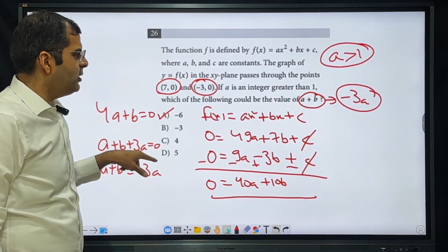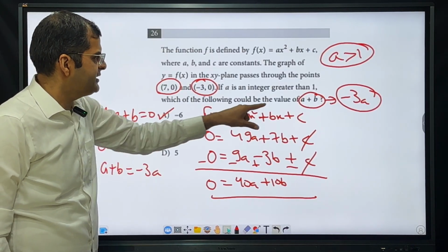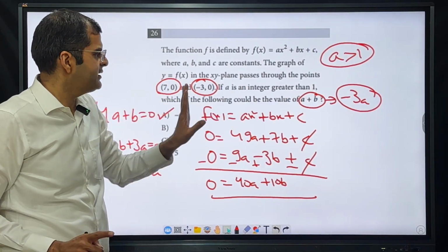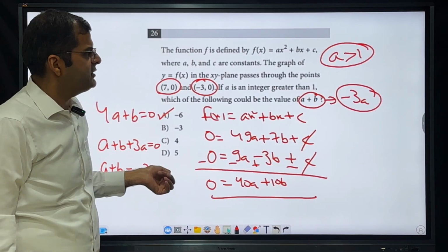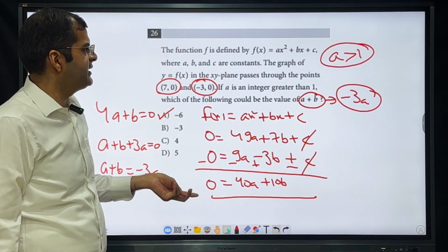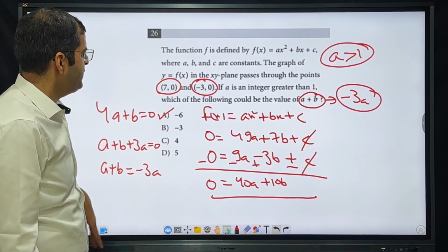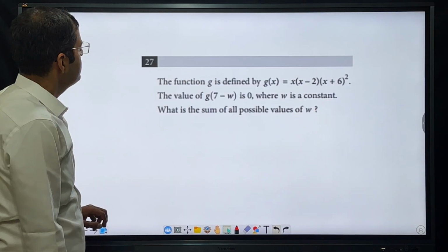If you look at other options, it will not work, because b says minus 3. If a plus b is minus 3, then a is 1, which is incorrect, because a has to be greater than 1. C and D options give me positive, which is incorrect, because for them a has to be negative, but it says a is an integer greater than 1, so it can't be negative also. So answer option A is the only possible, correct answer here.